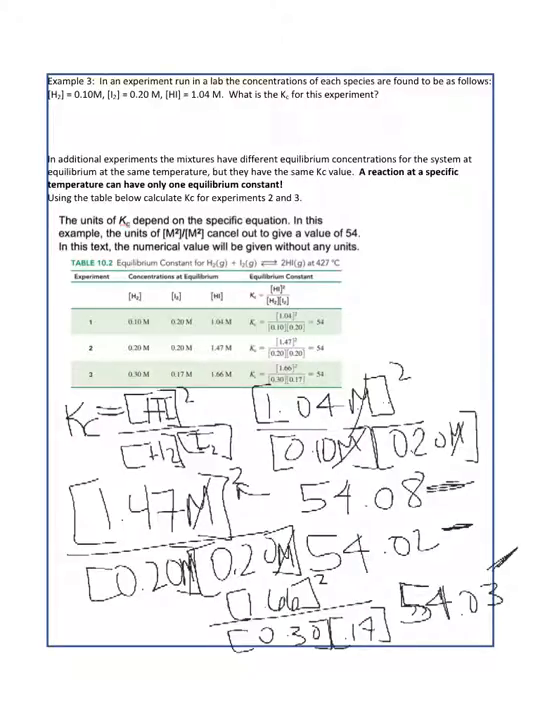So the equilibrium constant is tied to a specific reaction at a specific temperature. All of this data was collected at 427 degrees Celsius, and it's all for the exact same reaction. The reaction of hydrogen gas plus iodine gas to give HI gas. So, Kc is tied to a reaction at a specific temperature, and a reaction at a specific temperature can have only one equilibrium constant. So no matter the data, your Kc should always come out the same.